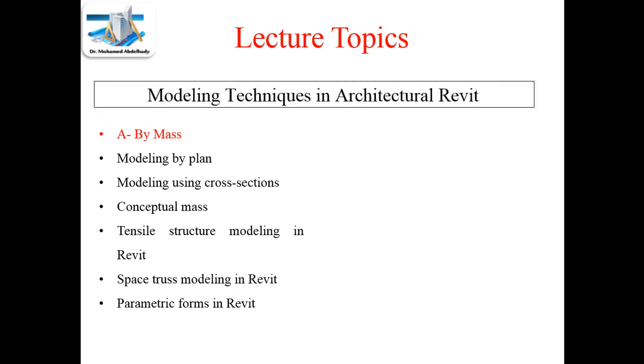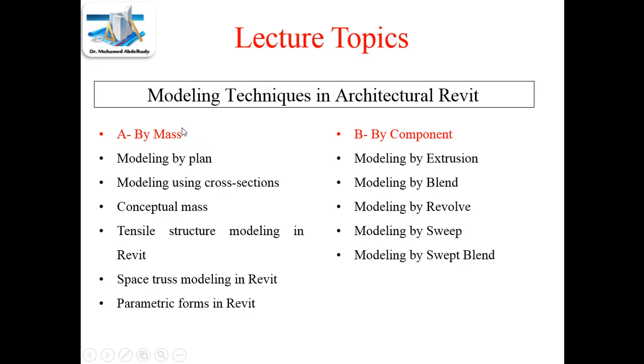We said that modeling techniques in architecture Revit fall into two groups: first by mass, second by component. By mass means modeling by plane. I will draw the plane and make it an extrusion. Modeling using cross sections or conceptual mass, tensile structure modeling in Revit, making a space truss in Revit, and parametric form in Revit. Okay, we already finished this, and from today we will focus on how to model by component.